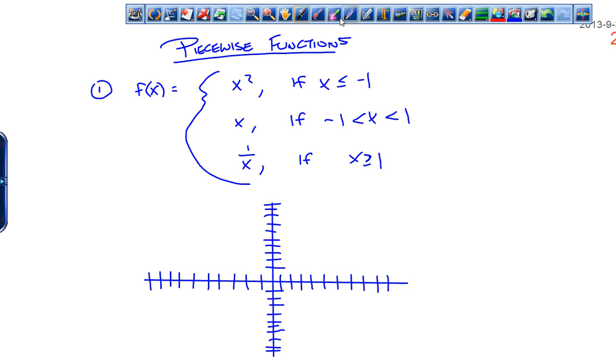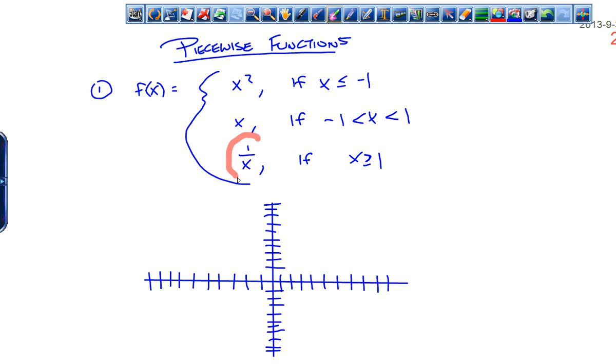So for the x values, it's called a restricted domain. For x squared, we're only going to be using stuff smaller than or equal to -1. For y equals x, we're only going to be using from -1 to 1. And then lastly, 1 over x, we'll be doing for x greater than or equal to 1.